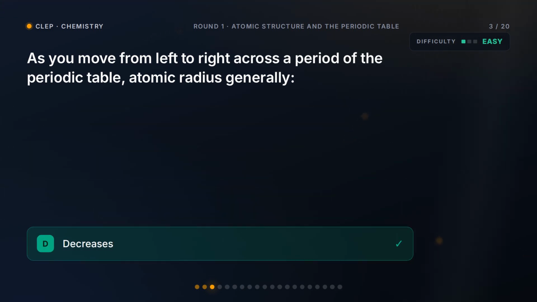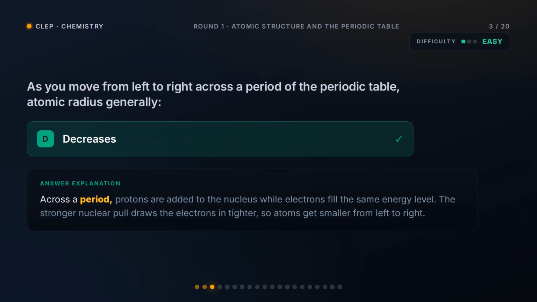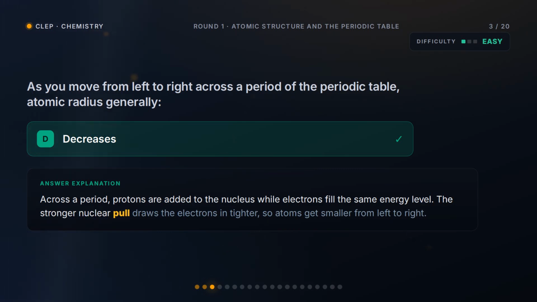The answer is D. Decreases. Across a period, protons are added to the nucleus, while electrons fill the same energy level. The stronger nuclear pull draws the electrons in tighter, so atoms get smaller from left to right.